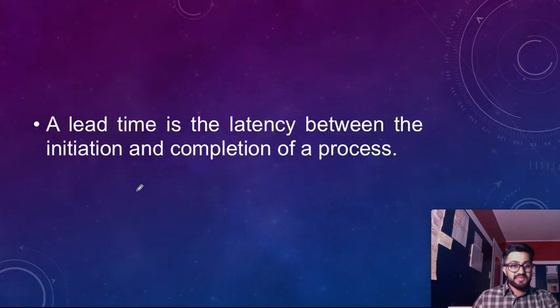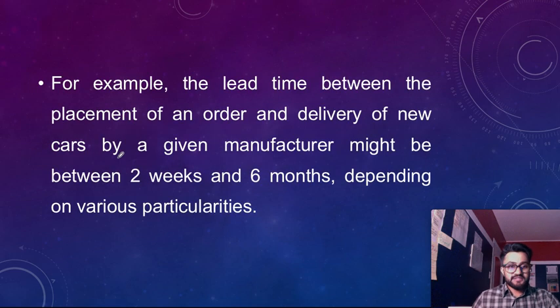So in simple language, lead time is the latency between initiation and completion of a process. It differentiates the timing between the initiation of the process and the completion. For example, the lead time between the placement of an order and the delivery of a new car by a given manufacturer might be between 2 weeks and 6 months, depending on various particularities. So the 2 weeks to 6 months is known as the lead time here.